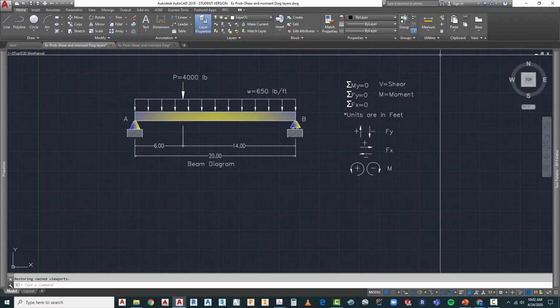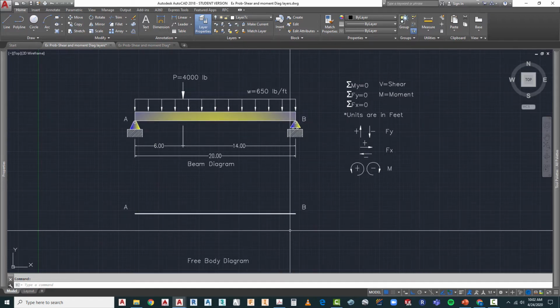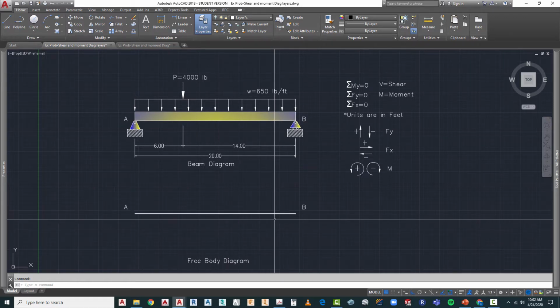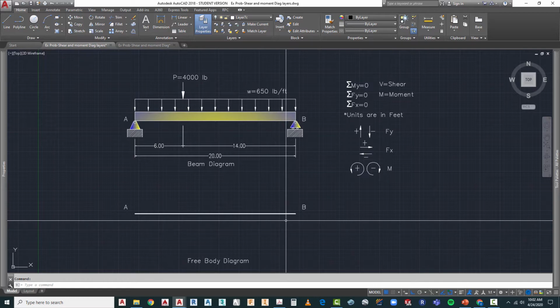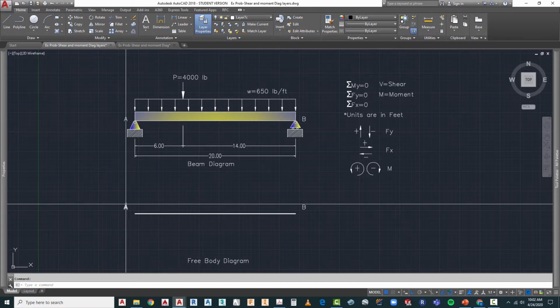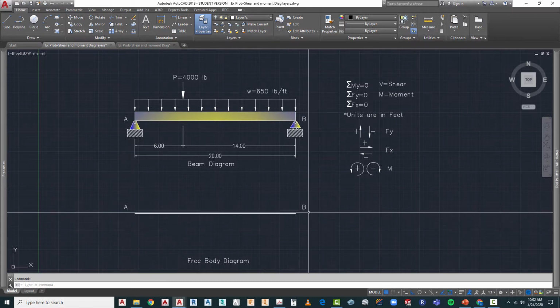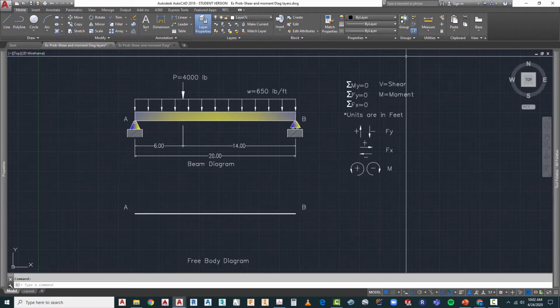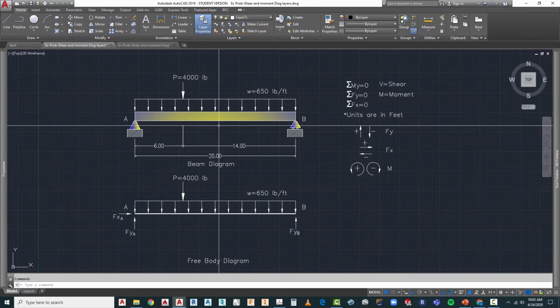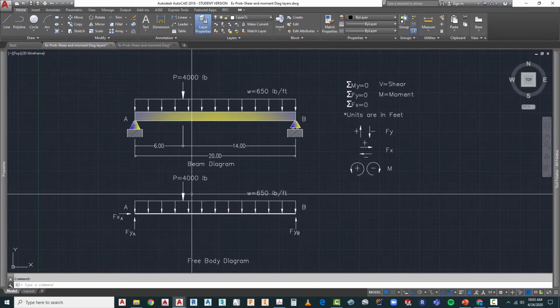So the first thing that we're going to do is basically create what we call a free body diagram. The free body diagram is going to start in here. It's a simple horizontal line that represents the beam, left and right. And here we have our two supports, A and B, on the right side. The next thing we're going to do is apply the forces that we had in the beam diagram to our free body diagram.